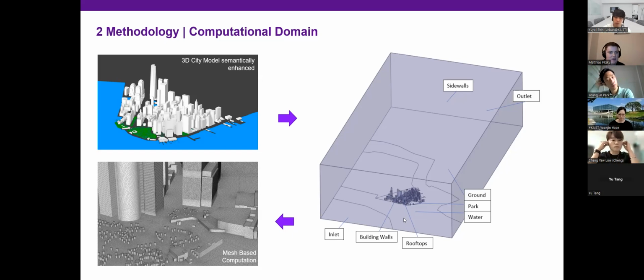Depending on the roughness, let's say it's more rough, then the wind speed in the lower altitudes would be slower, and the wind speeds in the higher altitudes might be a little bit higher. That's the so-called atmospheric boundary layer modeling approach, which we employ here.